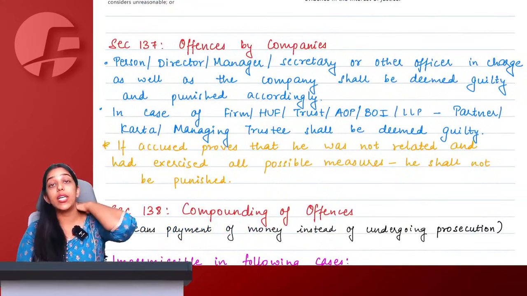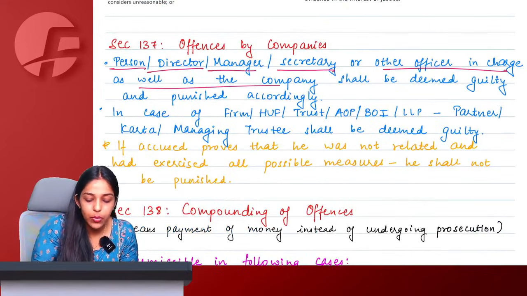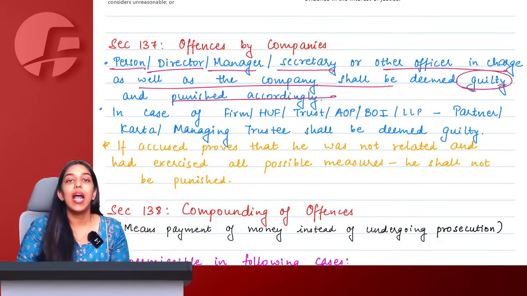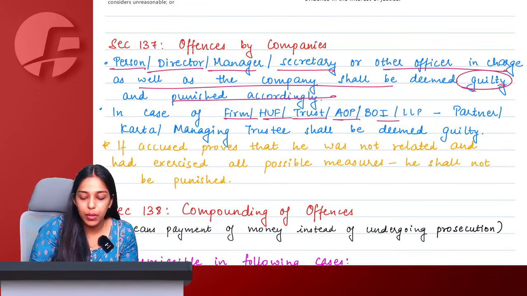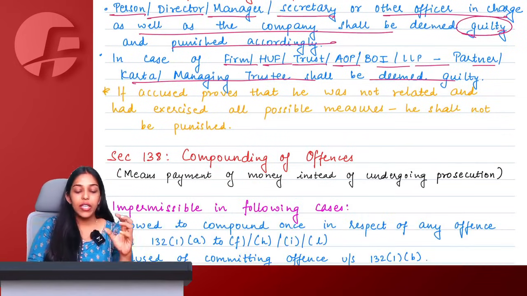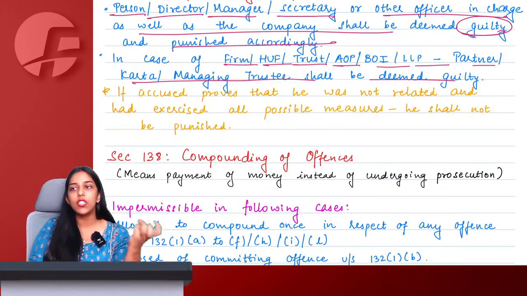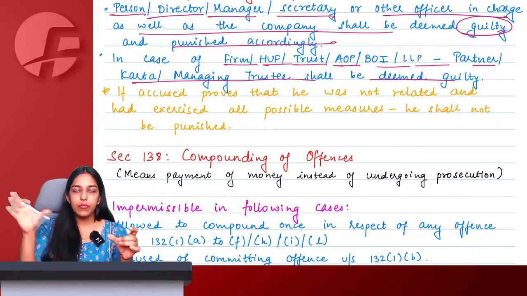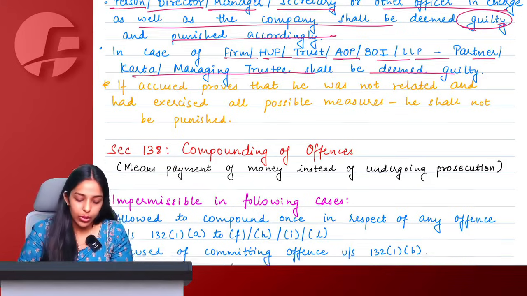Then we say if the company has committed any offence, then the director, manager, secretary or any person who is the officer in charge of the company shall also be considered guilty and penalties will also be levied on such person. In case of a firm, HUF, trust, AOP, BOI, LLP, we are saying the partner, karta, managing trustee, etc. shall be deemed guilty. If they can prove that they were not negligent and not involved, then we can free them. Otherwise, normally, if a company commits an offence, the directors, the members or the key position holders of the company will always be considered guilty.